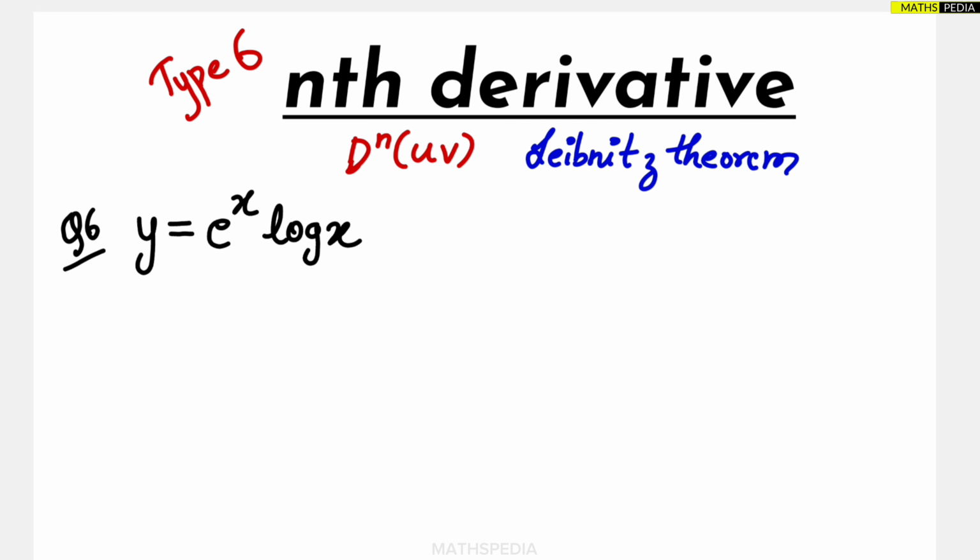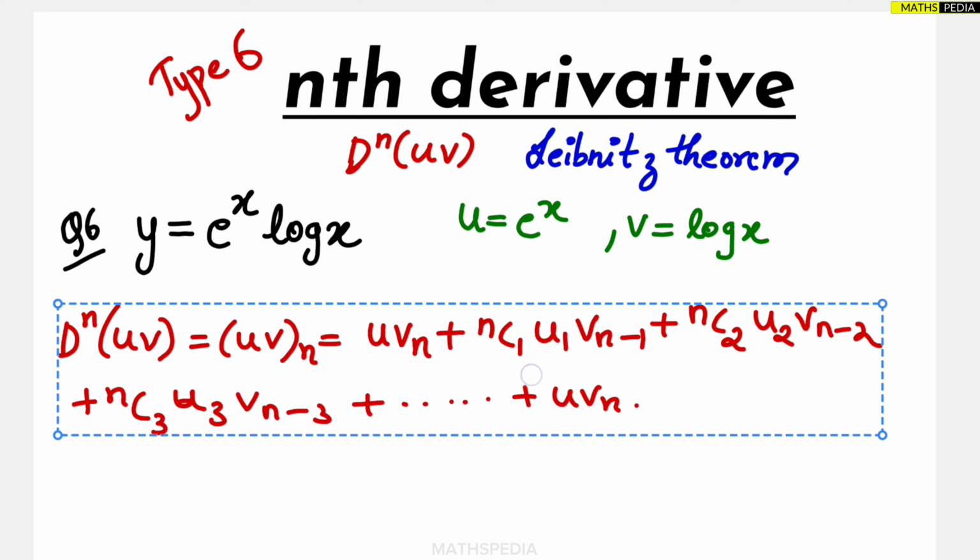We can take any one of them as u and v. Anyway, e power x is sitting first, so we'll take u as e power x and v as log x. Now we have to look into v also, right? Whether we have the direct formula for the nth derivative of log x. Yes, we have.